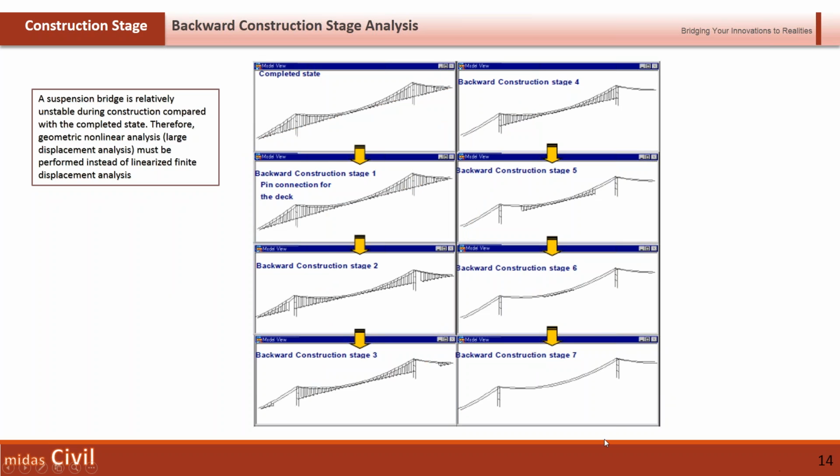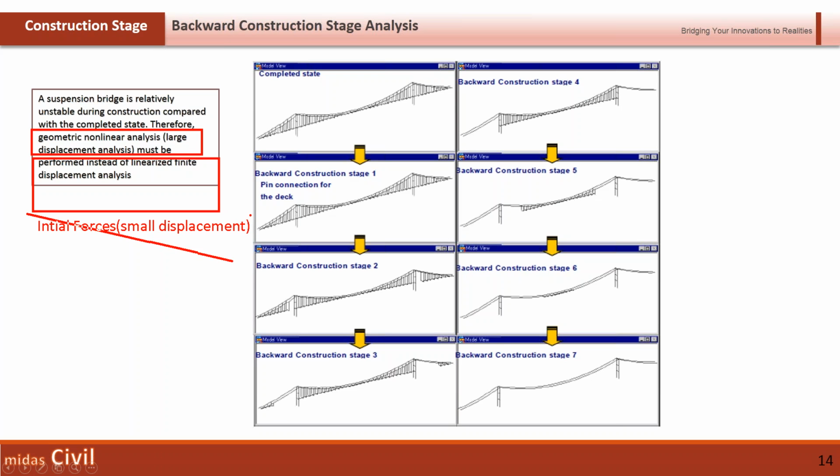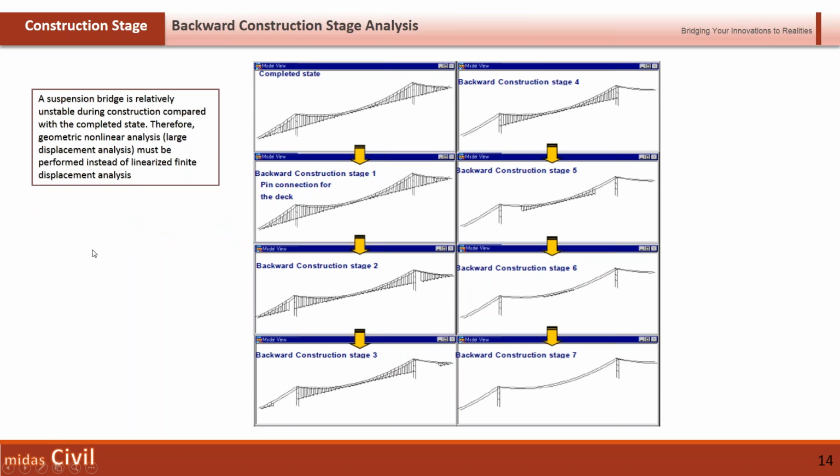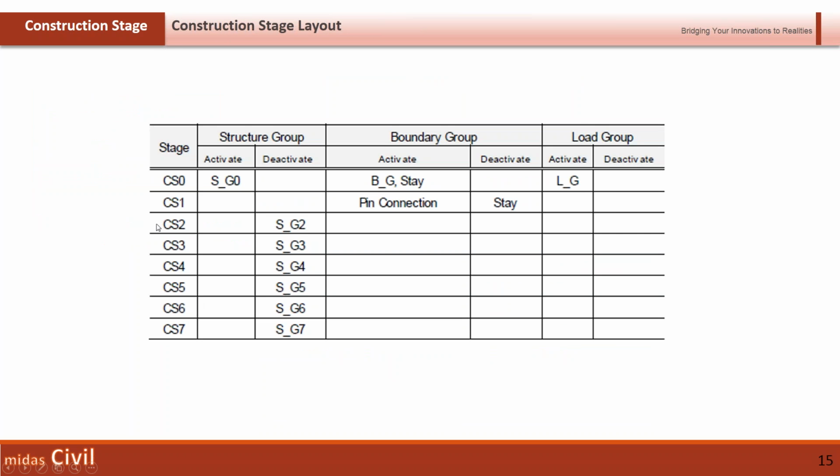But during the erection of the structure, a cable-stayed suspension bridge undergoes a huge amount of deflection. In that case we need to consider large displacement analysis, or geometric nonlinear analysis, instead of linear finite displacement analysis. So I won't be using the initial forces for small displacement. That will be totally disregarded in this case, and it won't be used for any load cases defined in construction stage. Only the initial forces that are defined for large displacements will be used.